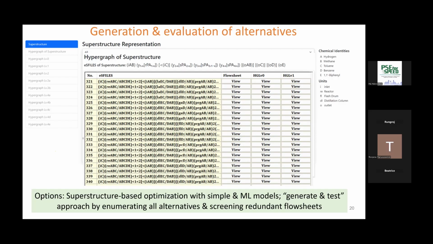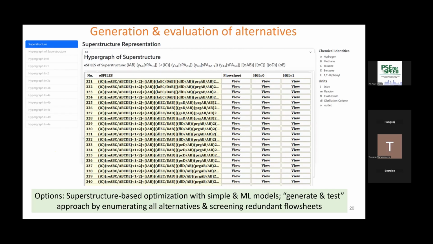Hydrogen and toluene react to give benzene and biphenyl. So with that, and then methane comes in as an inert. How many process flowsheets can we generate? Within a few seconds, we generated 340 flowsheets.